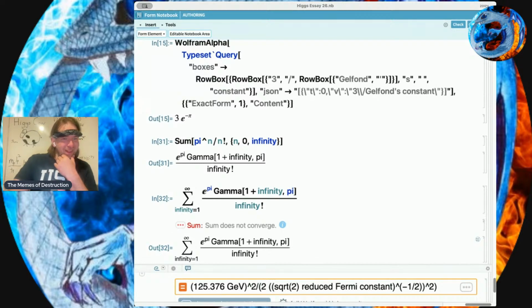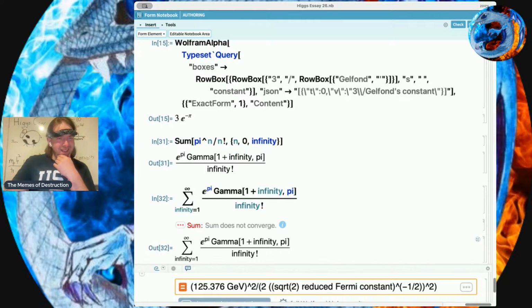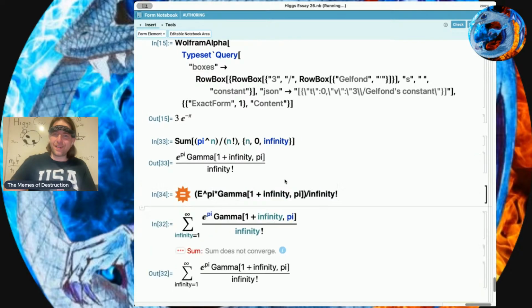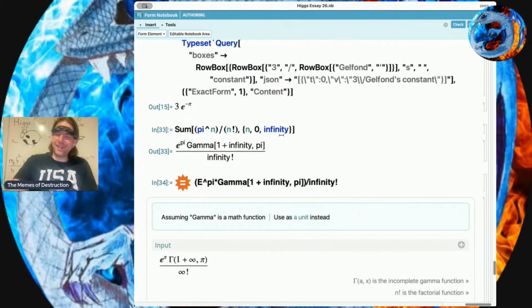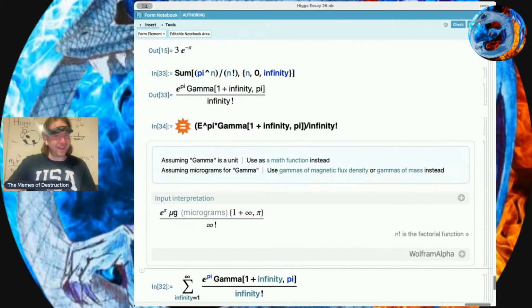This is the thing that bothers me. What do you mean it doesn't converge? Need more parentheses, don't I? Let's throw a parenthesis there. Changes anything? It shouldn't be doing infinity to the units. Doesn't make any sense.